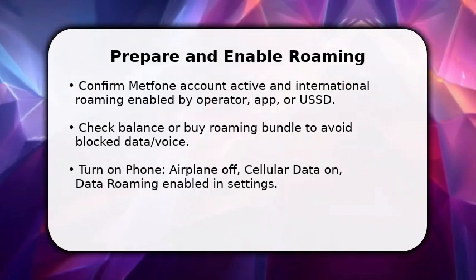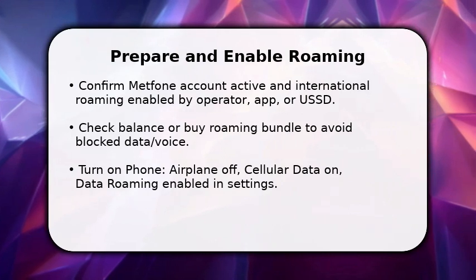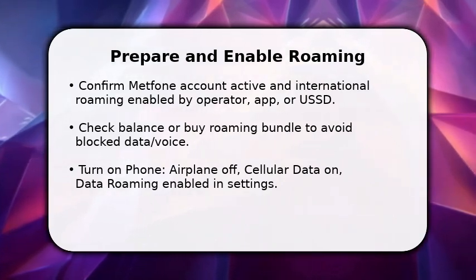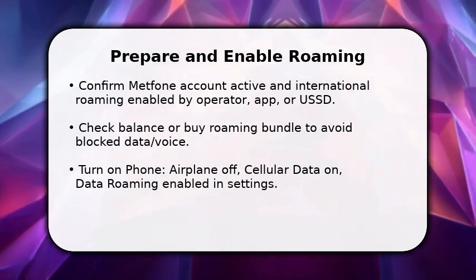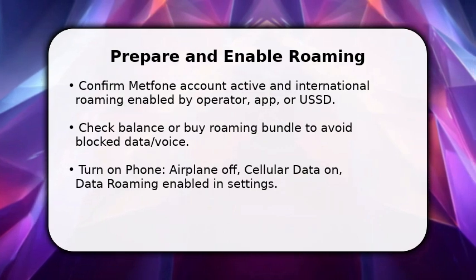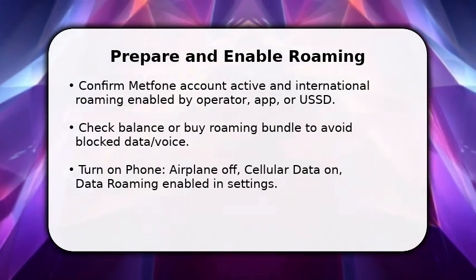On your phone, turn off airplane mode, enable cellular data, and switch on data roaming in the network settings. Once done, restart the phone so the network can re-register under the new roaming permissions and settings.